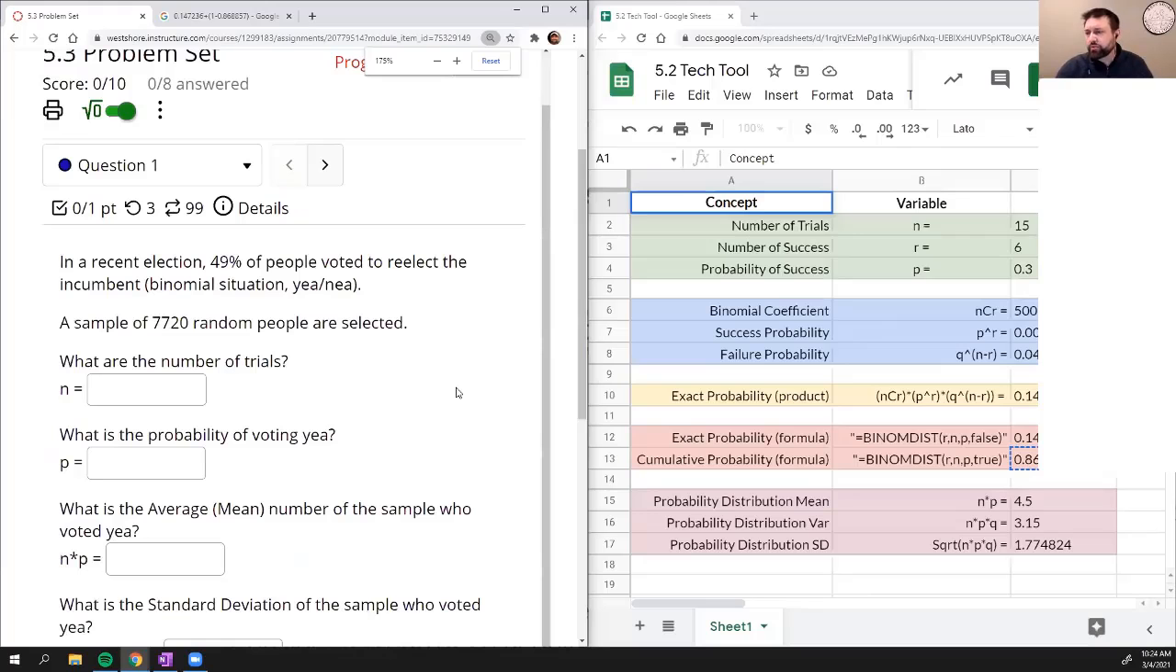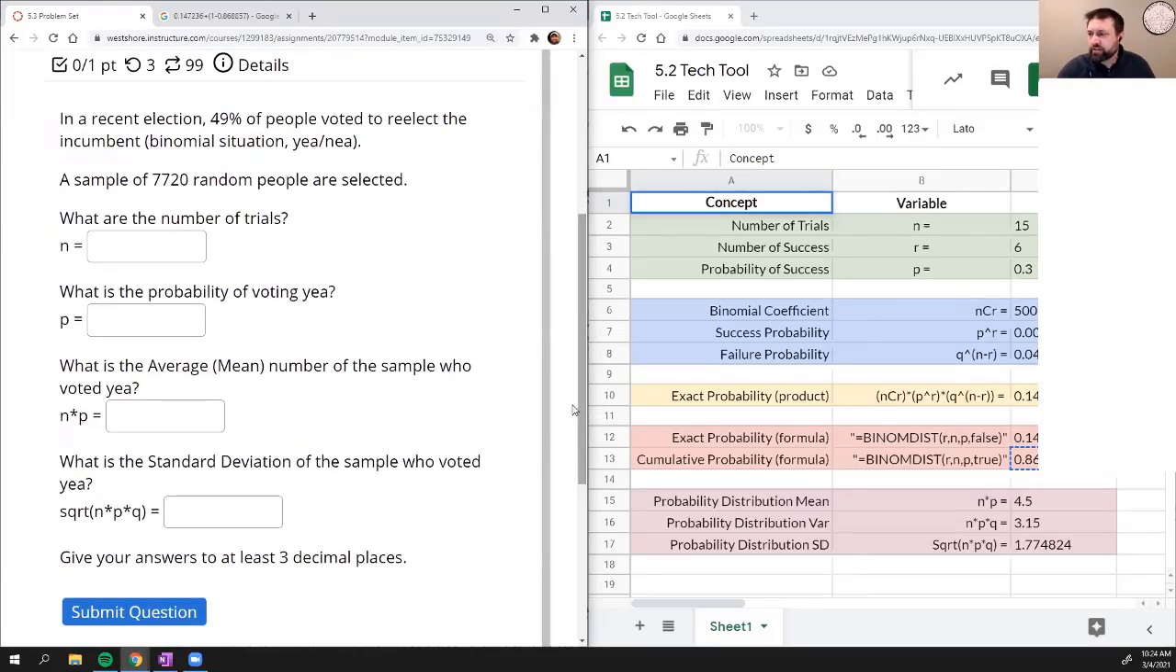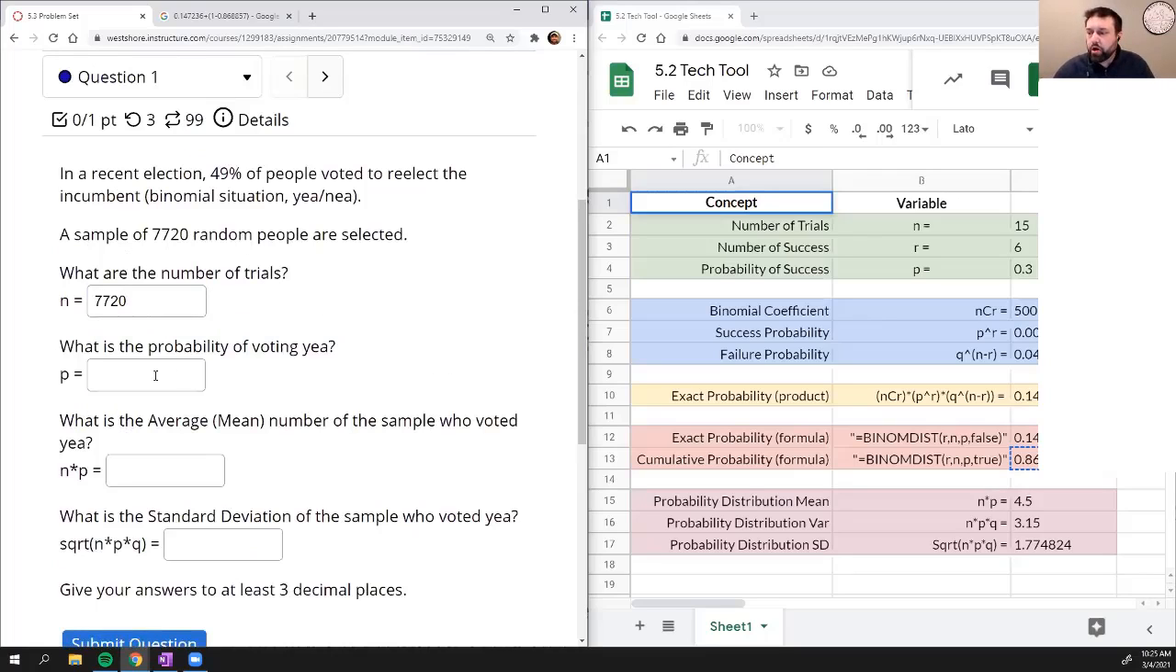So in an election, 49% of the people voted to re-elect the incumbent. This is a binomial situation because you either voted yay or you voted nay, right? Binomial. A sample of 772 random people are selected. What are the number of trials? Well, that's pretty easy. That's 772. There you go. What is the probability of voting yes for the incumbent? So we'll say that's going to be 0.49, right? That would be the probability as a decimal.